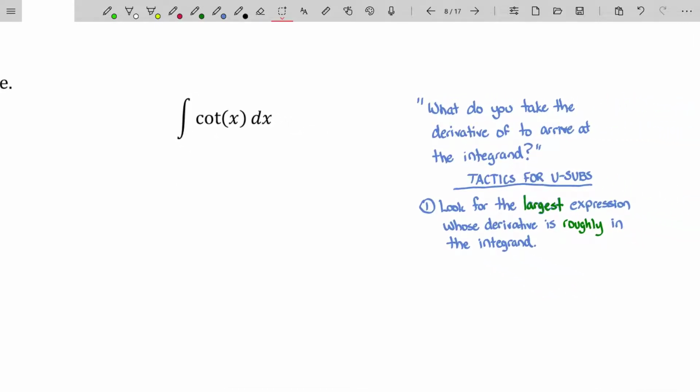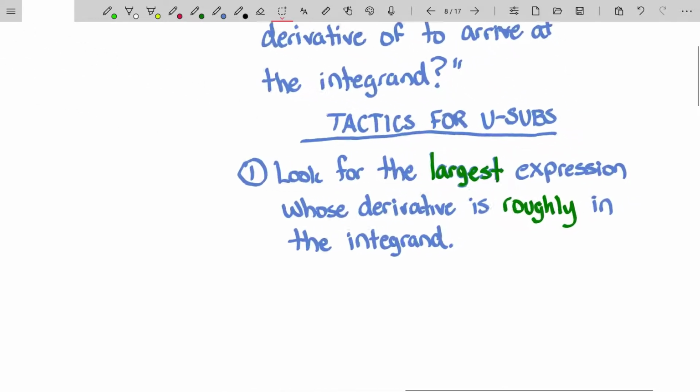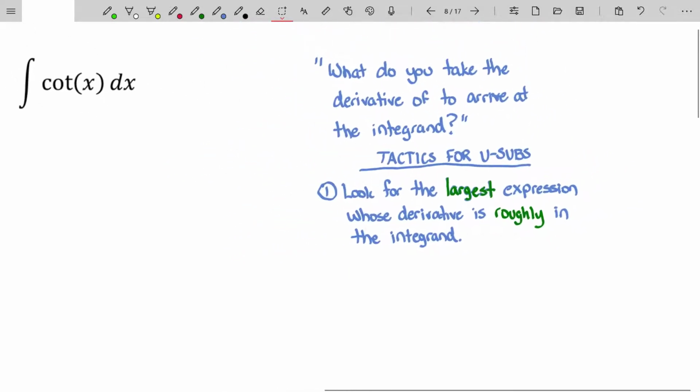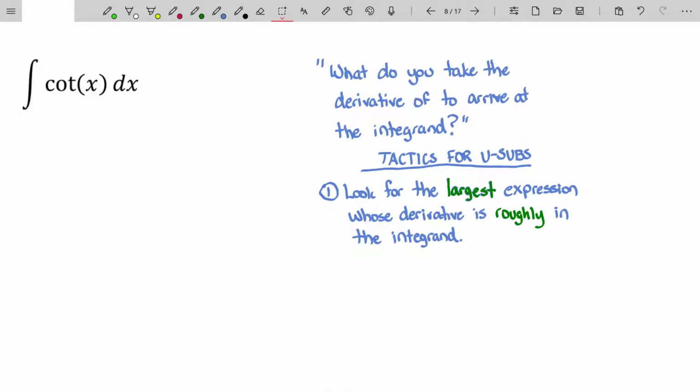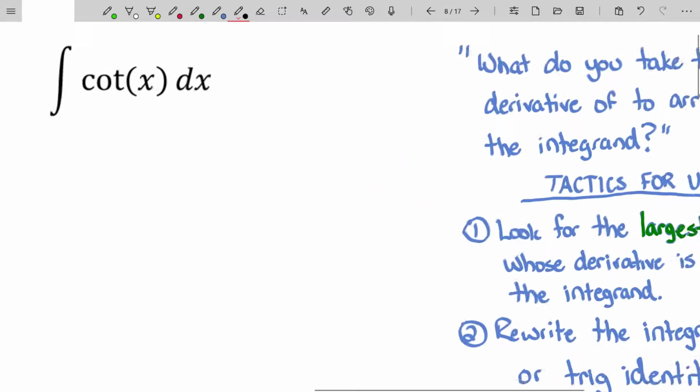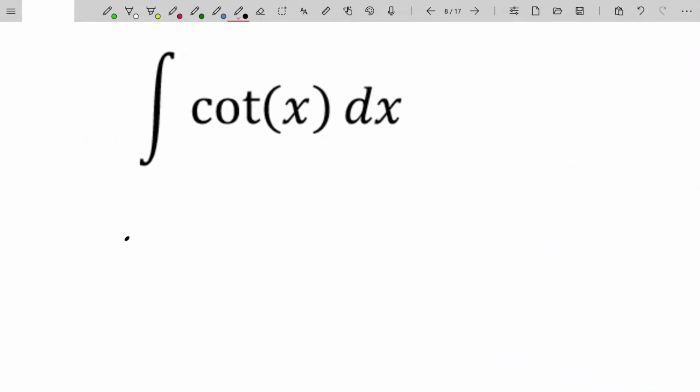If that tactic of looking for the largest expression whose derivative is roughly in the integrand doesn't work, you might need to just rewrite the integrand using algebra or trig. So there, I've added that to our tactics here. Rewrite the integrand using algebra or trig identities. This cotangent is the same thing as cosine over sine.